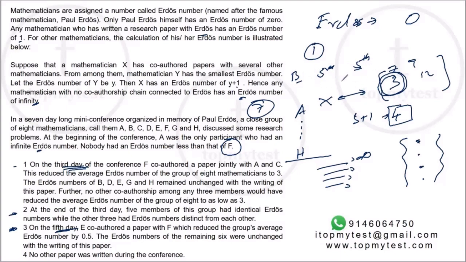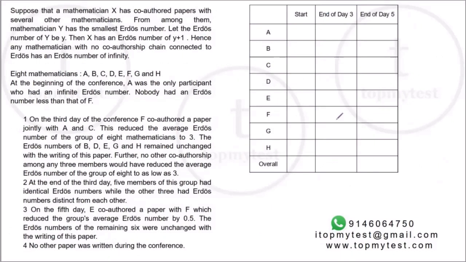They would have done something, but as far as we are concerned, we are looking at these 3. Because they are writing with each other, the Erdős number is changing, and it goes lower and lower. So we need to track the Erdős number throughout these 3 instances across 8 people. Let's create a table. You have something at the beginning, at the end of day 3, and at the end of day 5, because after day 5 nothing else happened.